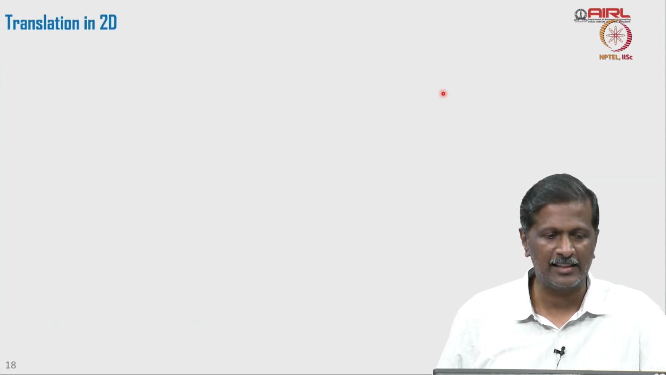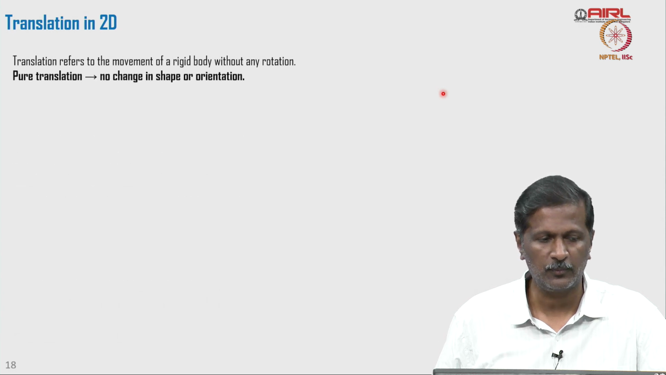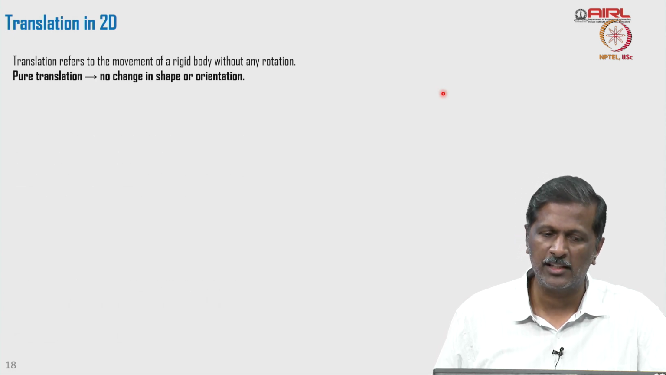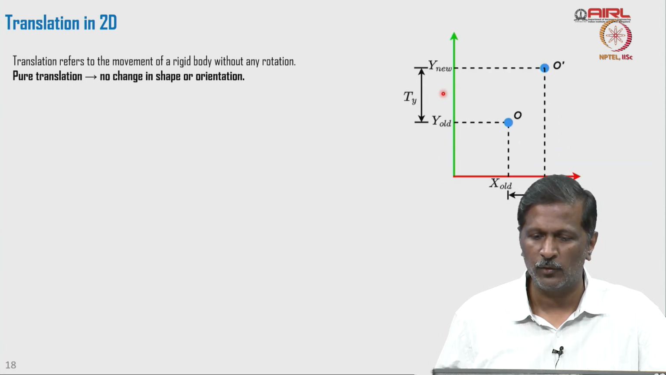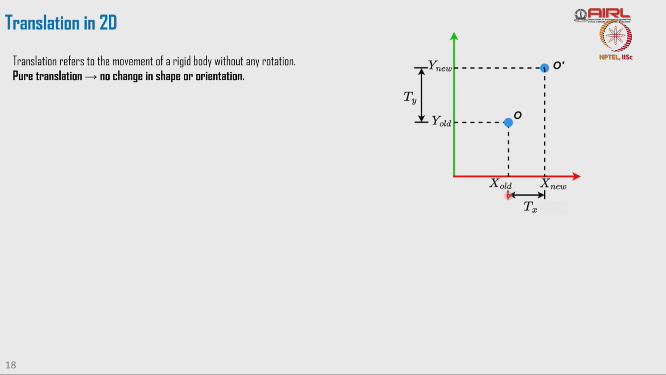Now, look at the translation in 2D just for understanding. Translation refers to movement of a rigid body without any rotation. In pure translation, there is no change in shape or change in orientation. What I mean is I am moving a point O to O prime, that is a new position, and I am trying to look at the change from x old to x new, y old to y new. Tx is the distance travelled in the x direction, and Ty is the distance travelled in the y direction.